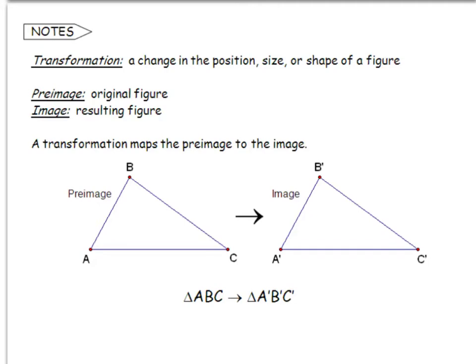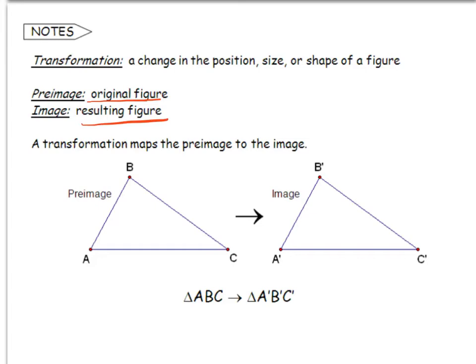All right, you guys, getting on to our notes here. We're going to talk about transformations. Transformations are a change in the position, the size, or the shape of the figure. What you originally see is called your pre-image. So the figure that you start out with is called your pre-image, the original figure. And then the resulting figure, what happens after your transformation, is actually called your image. Okay? A transformation maps the pre-image to the image.